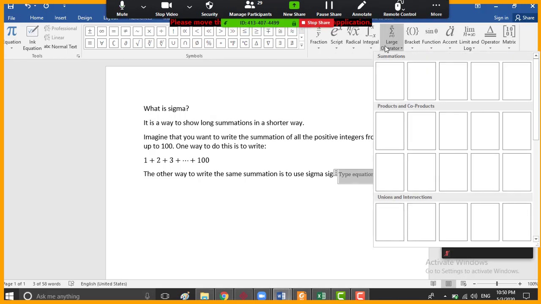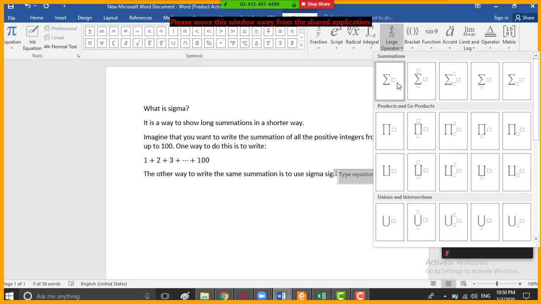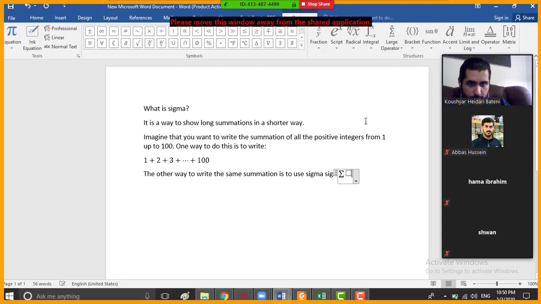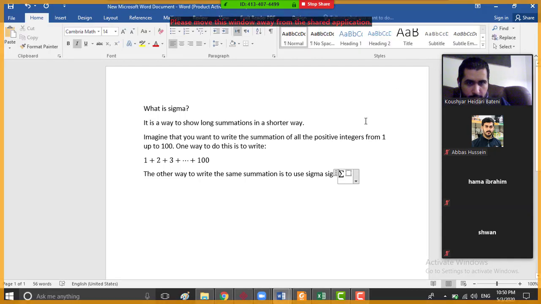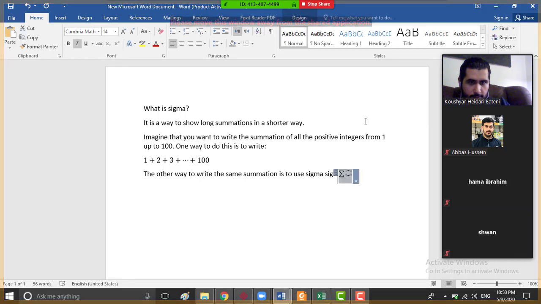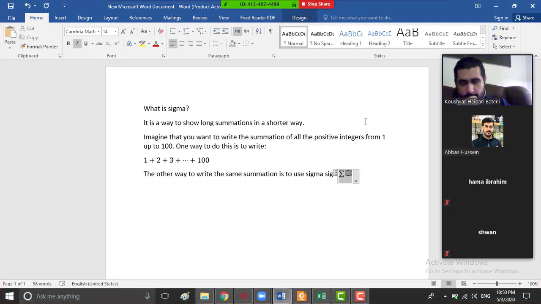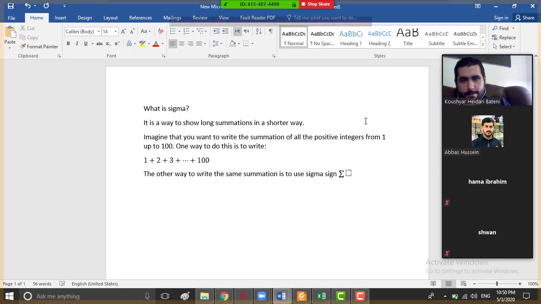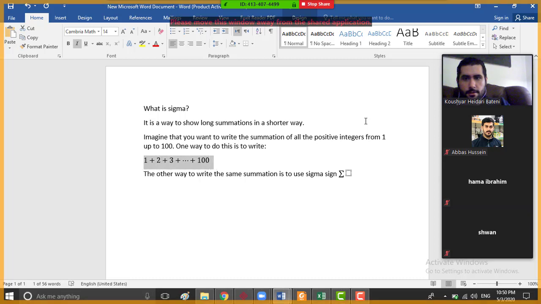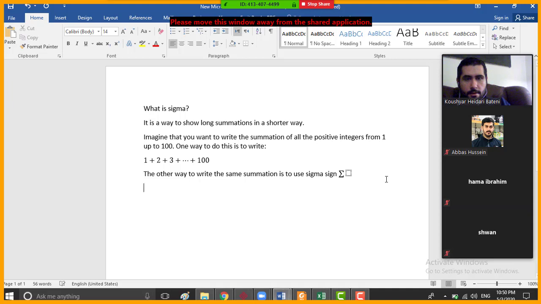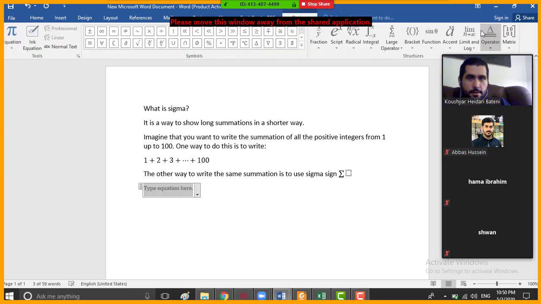Look, in Word we have something for sigma. Okay? The sigma sign looks like this. Okay? This is the sigma sign. Yes? Now, if you want to show this summation using the sigma sign, this is the way to do it. Look, pay attention to the screen.